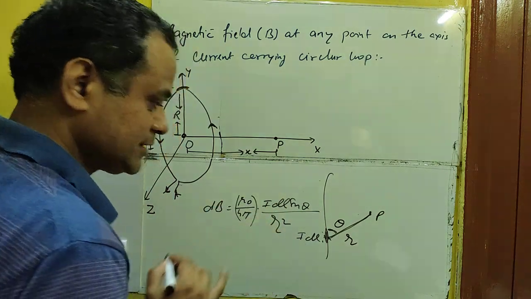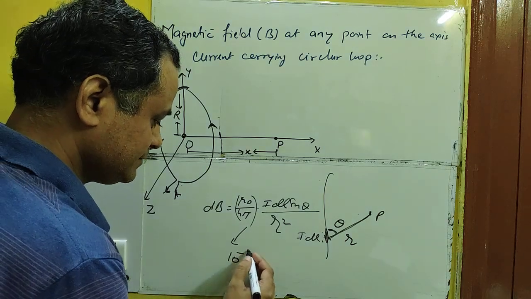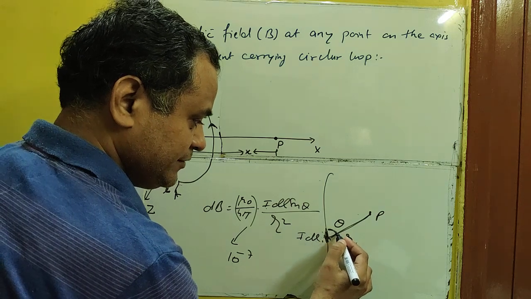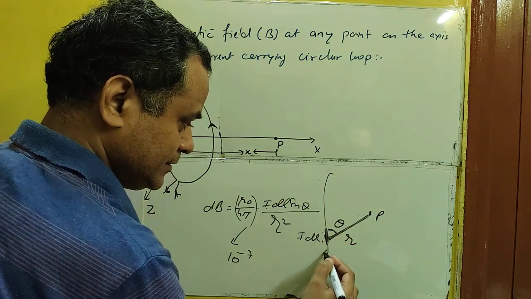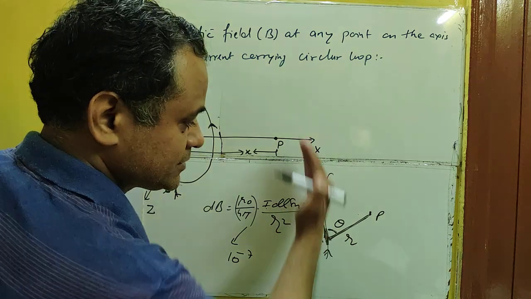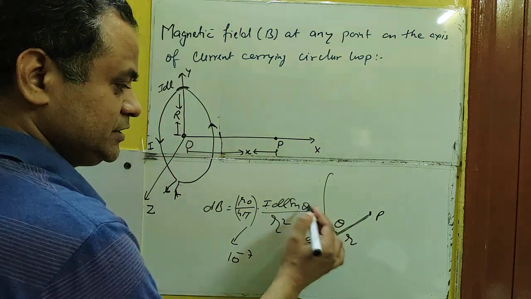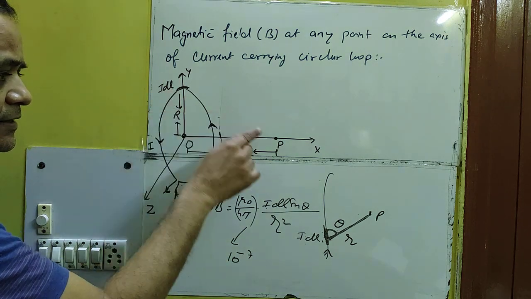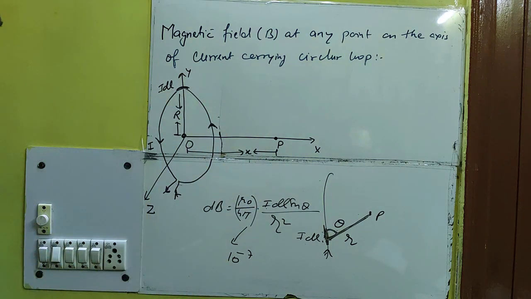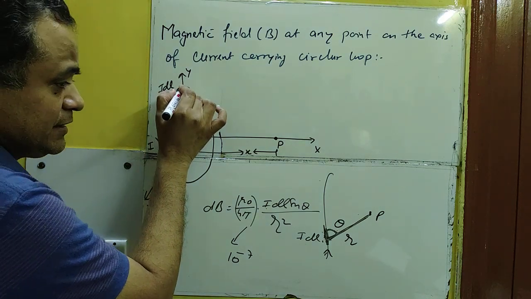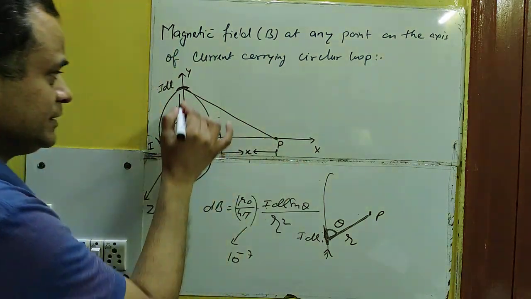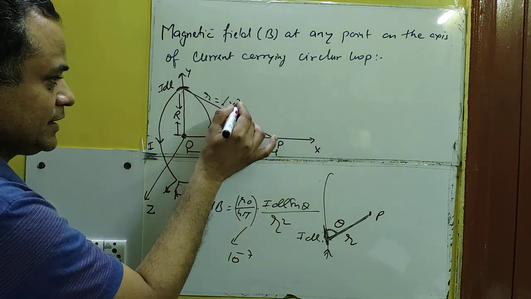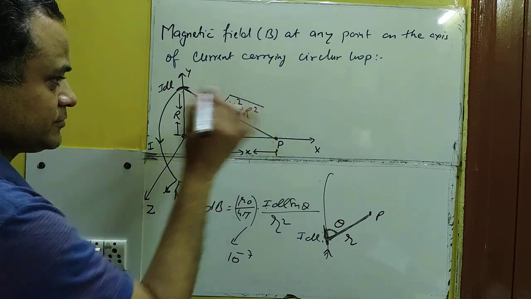Mu naught upon 4 pi is a constant whose value is 10 power minus 7. dl is the current element, the length. Theta is the angle between the radius vector and dl. This is the direction of dl, and this is theta. So theta is the angle between dl and r. The same rule is applied here for the magnetic field at this point P because of this element. So we join the element with the point P. This is r, this is x, so the joining distance is the square root of x square plus r square.